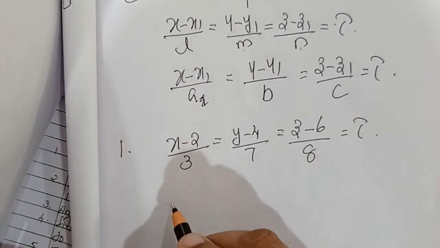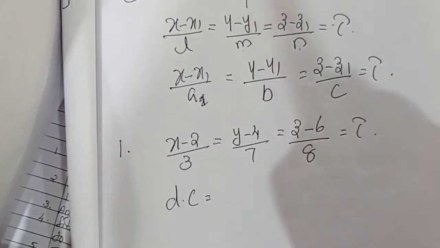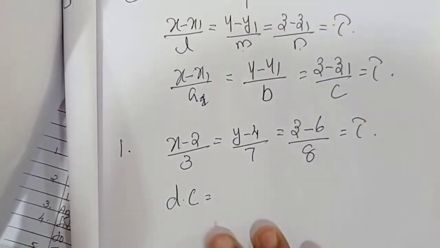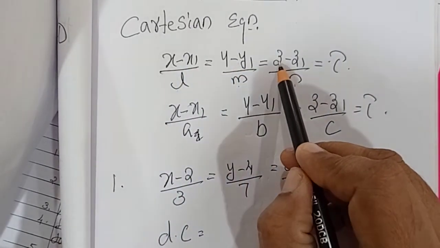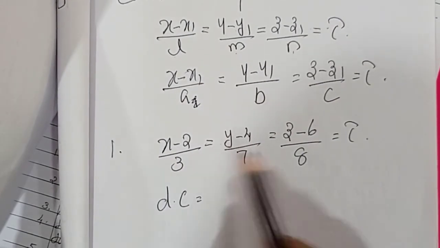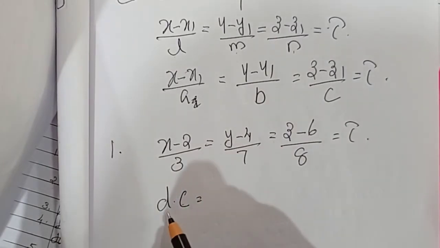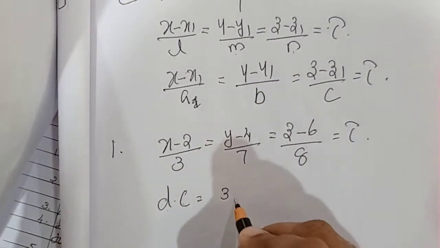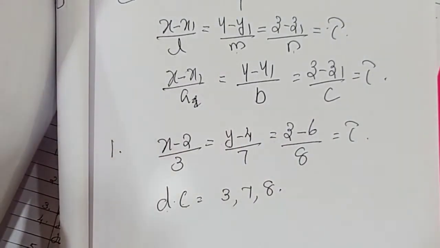One is the direction cosine. First, very important factor is always the coefficient of x, y, z will be 1. Here x coefficient 1, y coefficient 1 and z coefficient 1. Therefore you can directly write the direction cosine as 3, 7, 8. Okay.